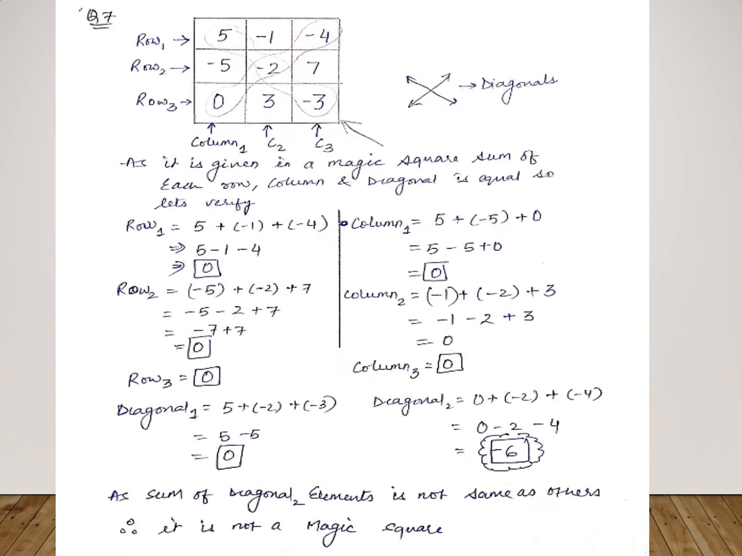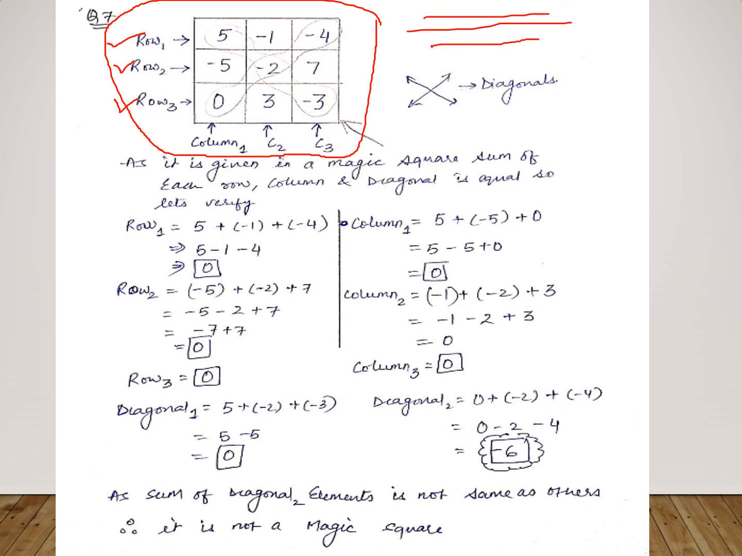Now question number 7 is based on a magic square. In this question, it is asking us to check whether this given box is a magic square or not. First of all, let us understand what a magic square is. In this case, we have a square of 9 blocks containing row 1, row 2, row 3. So we take horizontal lines as rows and vertical lines as columns. So column 1, column 2 and column 3.